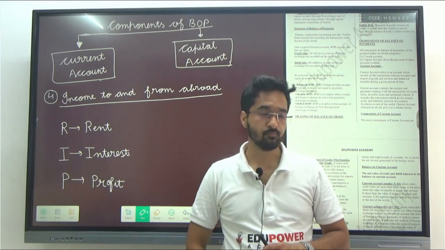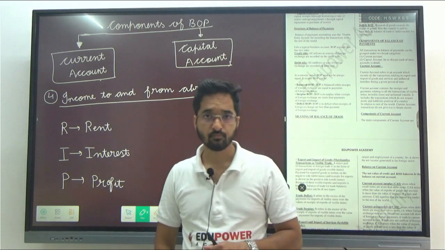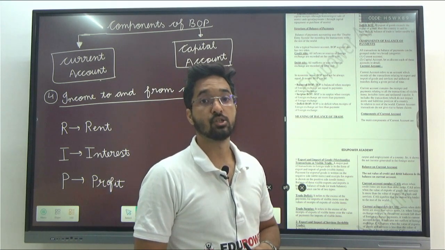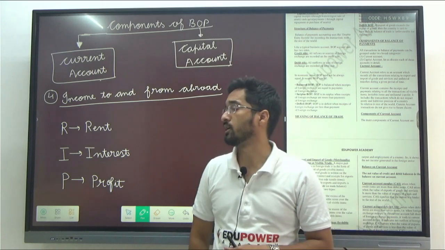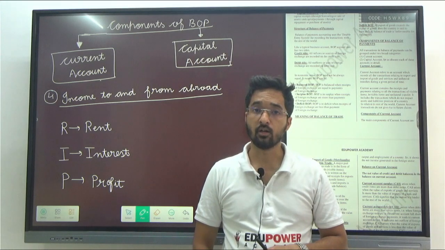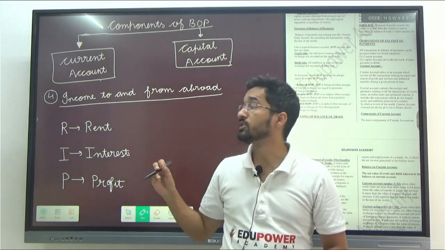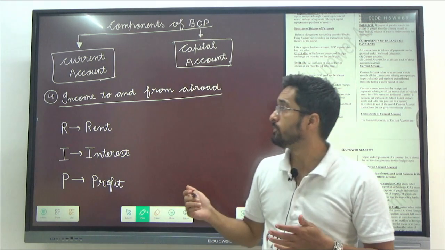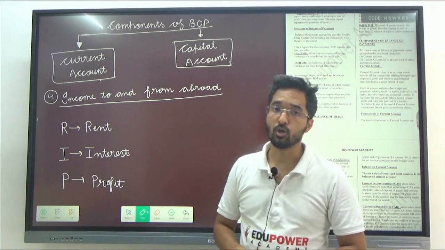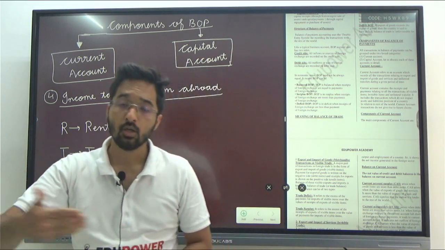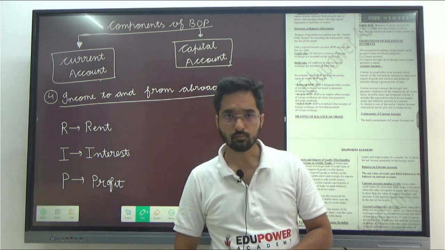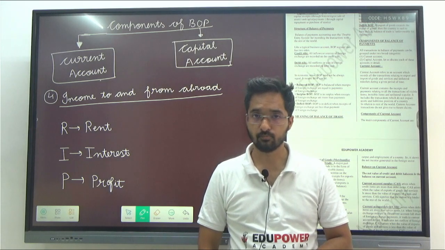So, for example, Mr. Mukesh Ambani, okay, he has a big house in Dubai, and suppose he rents out that house to a person. What kind of income he will get? He will get rent from that person. Which side of the BOP it will be recorded? It will be recorded in the current account in income to and from abroad, and it will be on the credit side, because money has come to India. Money has come to India, right?